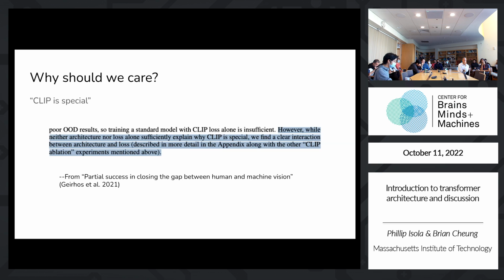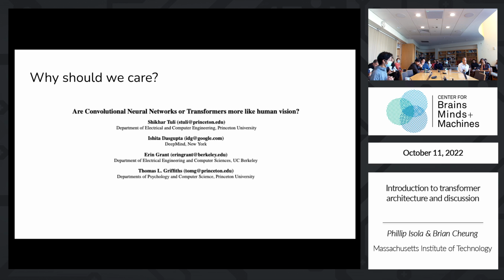Also, there's been a natural tendency to now compare convolution networks to transformer networks, because transformer networks are starting to outperform ConvNets on a lot of vision tasks. So the question is, which models are more similar to neuroscience or human vision in general, whether it be cognitive science as well? Are ConvNets more similar or transformers more similar?